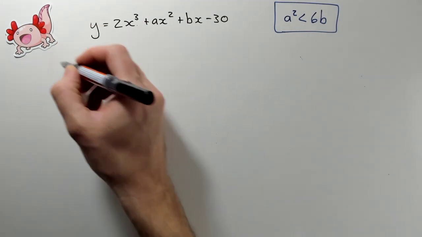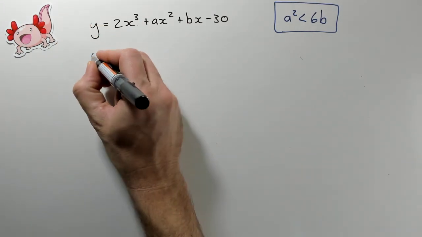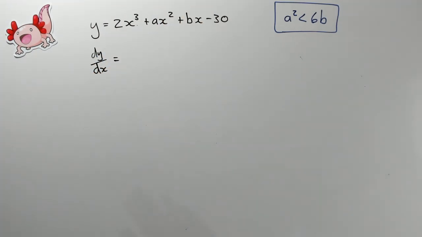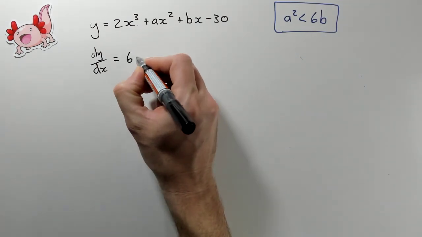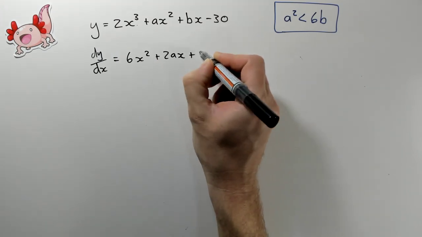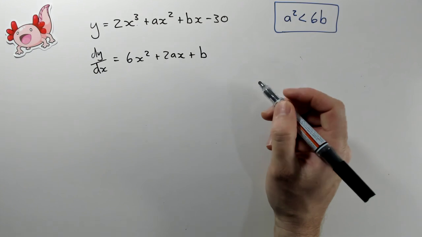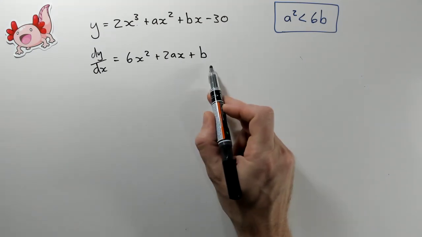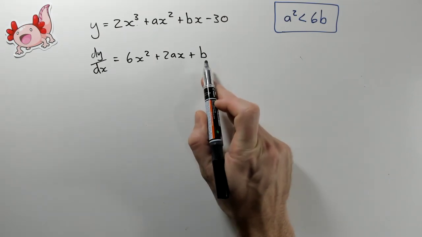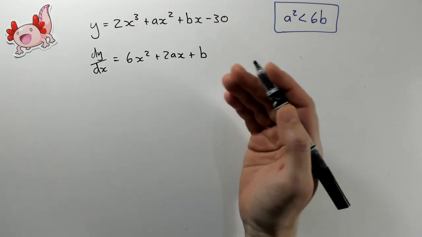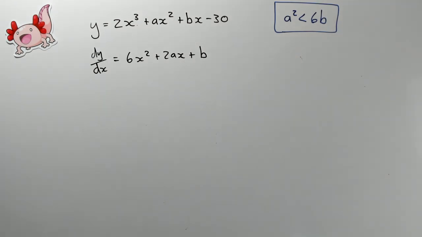Okay, so I'm going to first derive this, because I need to find out what the gradient function, or the derivative, is. If I derive this, that would be 6x squared plus 2ax plus b, and the rest would just disappear. Knowing this is a parabola, and because I know this has no roots, I know the discriminant of this would be less than 0. It would be smaller than 0.